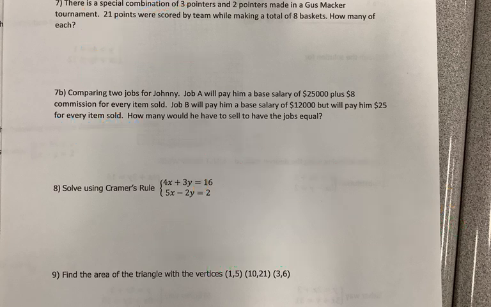Okay, Cramer's rule here. Remember, you're setting up the matrices. So you've got matrix A, and that's 4, 3, 5, negative 2. Matrix A sub x, you're replacing the x values with the total values.